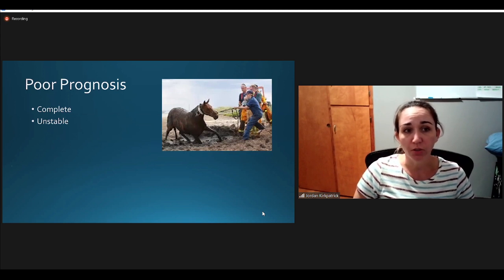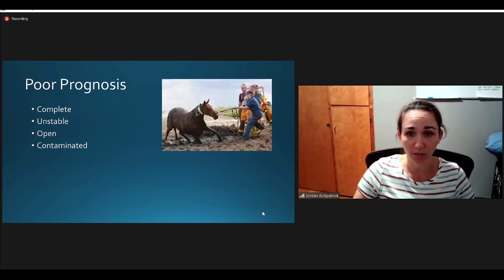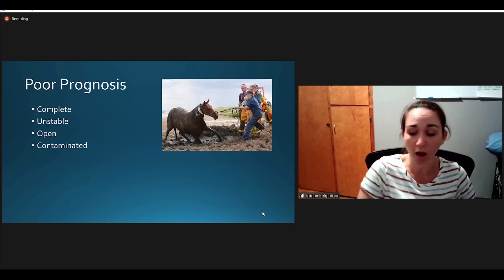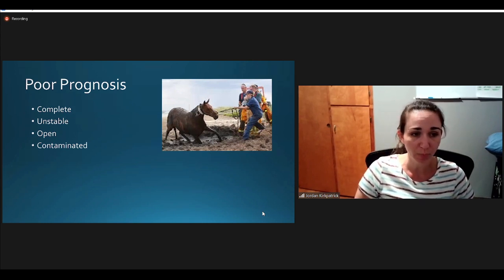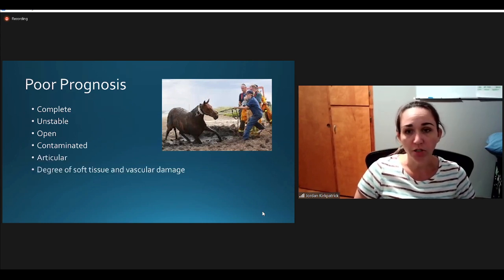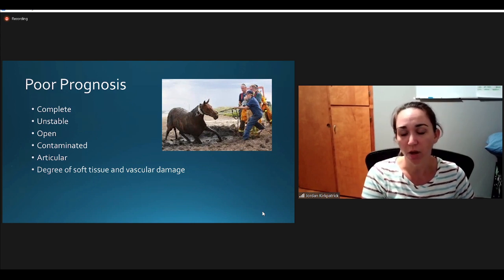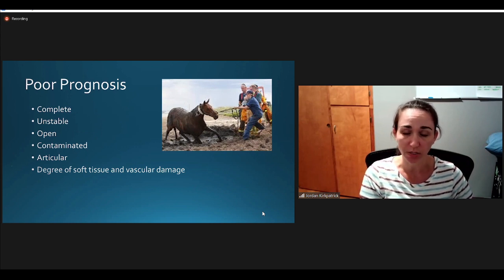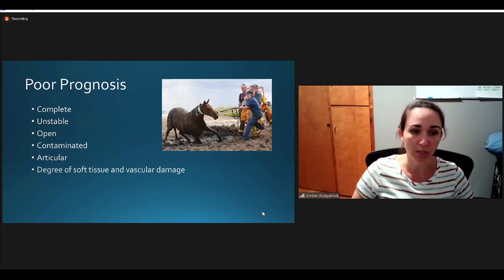Poor prognosis are associated with complete fractures, especially when they're unstable. Again, if they're open fractures and highly contaminated, so like this horse, if he has a fracture, it's covered in mud. If it's open, that's just going to be a much poorer prognosis because the risk of infection of the implants is a lot higher when it's open and contaminated. Articular fractures have a poorer prognosis because you have to make sure you can get proper joint congruity when you fix the fracture, and then there's damages to the articular surface, which can decrease prognosis.